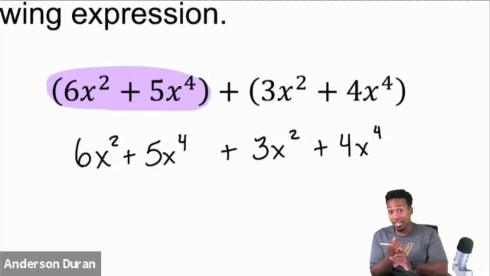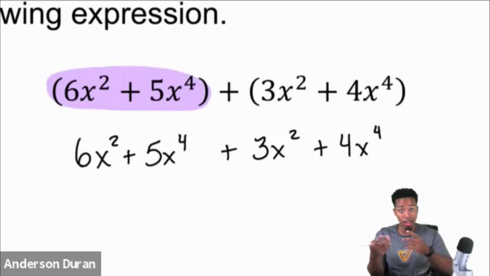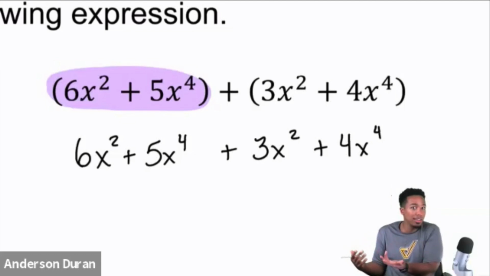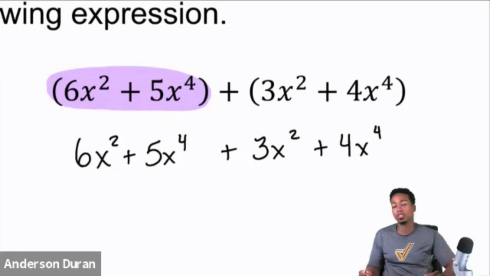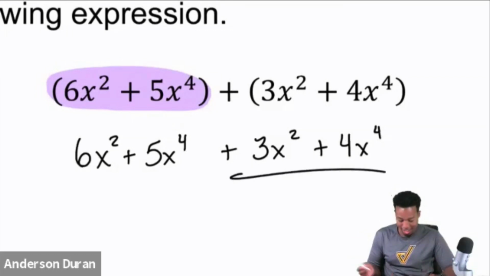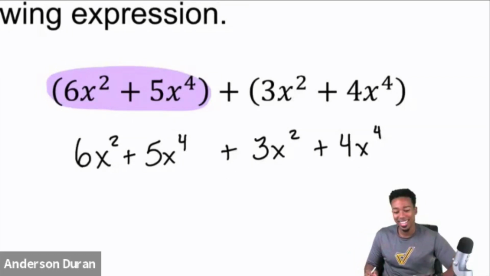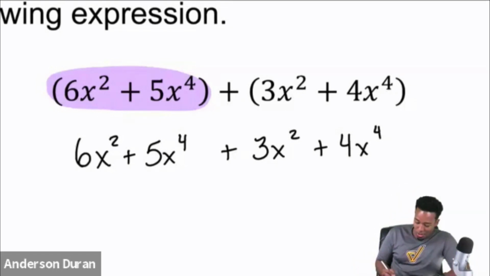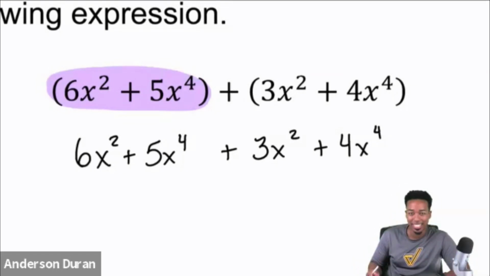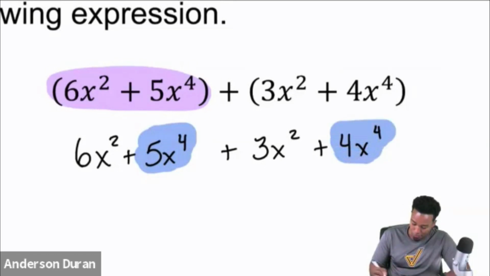If there was a negative or a 2, 3, 4, 5, whatever, yeah, maybe we have to think about it. But here, it's just adding whatever's in the parentheses. So I'm just going to add whatever's in the parentheses, and that's it. And so now all I have to do here, combine like terms and have a good day, and we're good. So I got 5x to the fourth, 4x to the fourth.